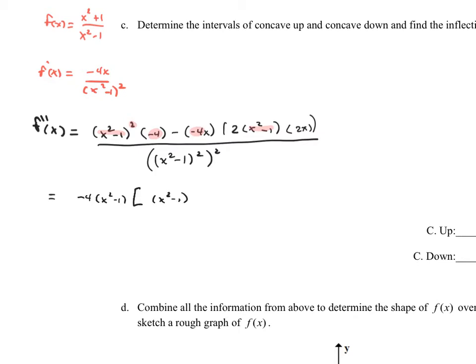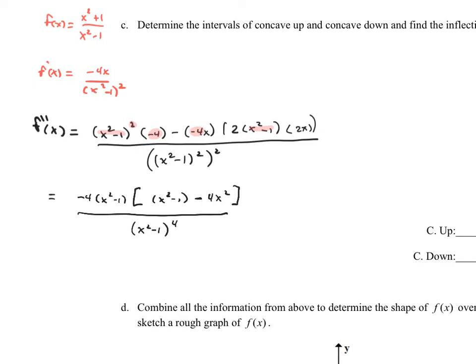Let's look at that second term. Well, I have a minus. I took away the negative 4, so I still have an x. I have a 2. I took away the x squared minus 1, and I still have a 2x. So it seems like we have a 2x times a 2x, which would be a 4x squared left over in the second term. And all of this was over (x squared minus 1) raised to the fourth power.